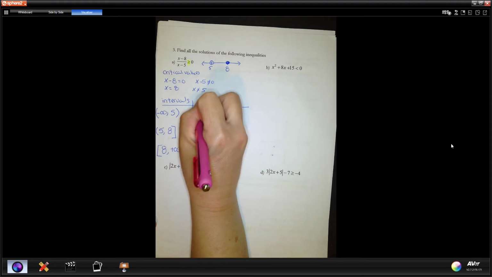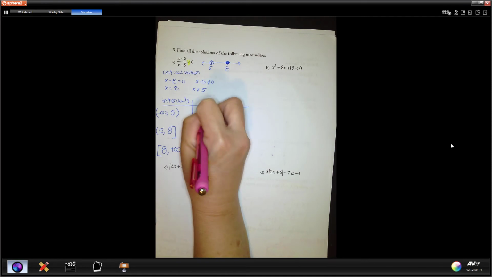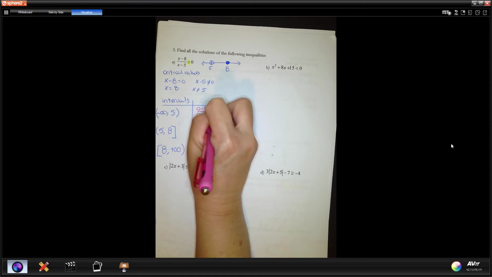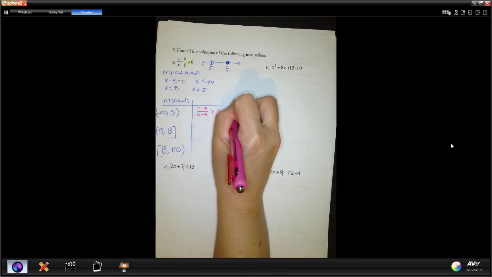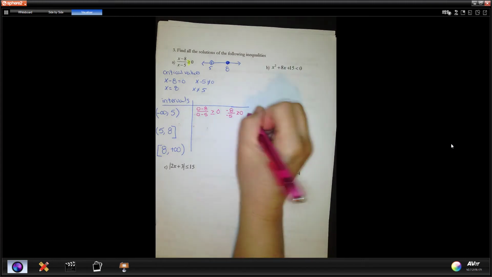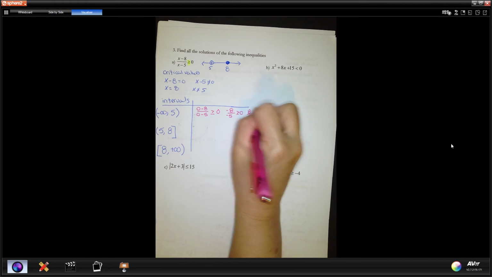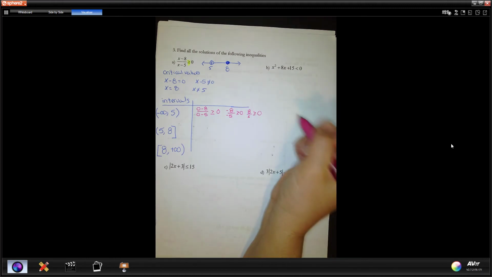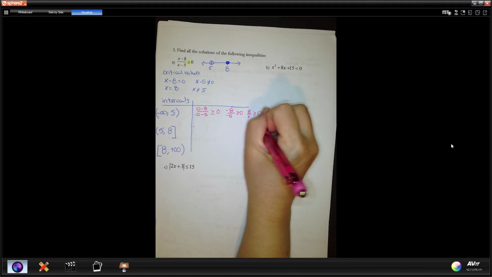So pick a number between negative infinity and 5. I like to work with 0, so I want to know is 0 minus 8 over 0 minus 5 greater than or equal to 0? So I finally want to know is negative 8 over negative 5 greater than or equal to 0? So that would be 8/5 greater than or equal to 0. And hopefully you would decide that, yes, that one works.